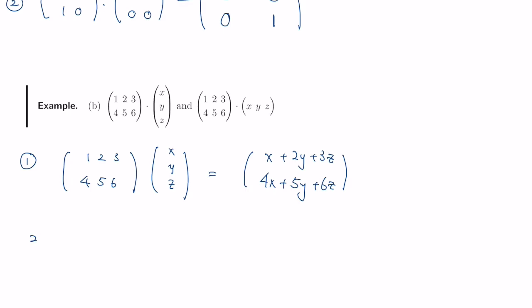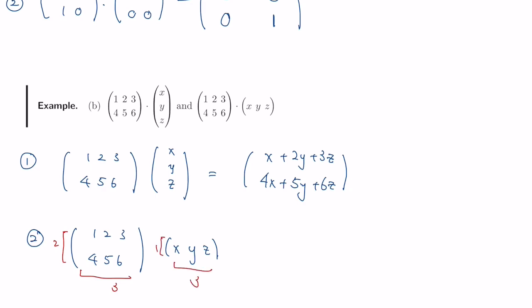How about the second one? The second one is [1,2,3; 4,5,6], but then instead of a column vector, we have a row vector. But there's an issue here because this one is a 2 by 3 matrix. However, this one is a 1 by 3 matrix. These two numbers do not agree. Therefore, this multiplication does not make sense.